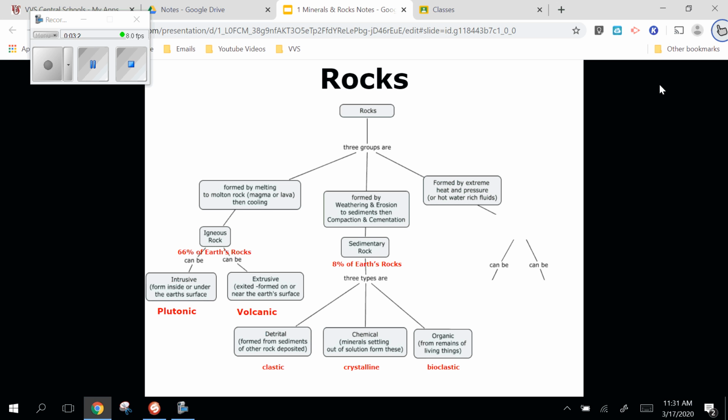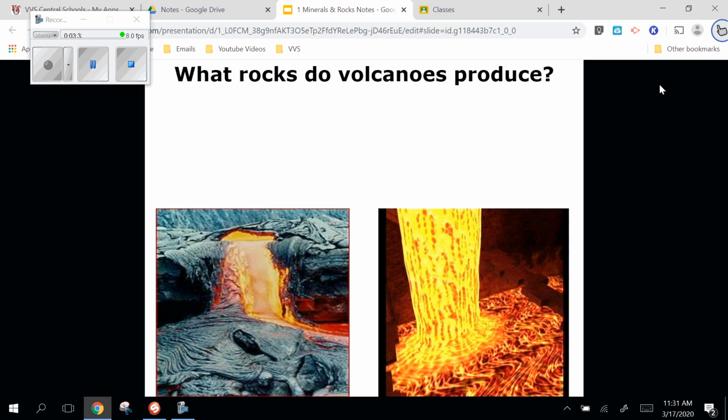And those formed by extreme heat and pressure. These are metamorphic. We have foliated and non-foliated metamorphic rocks. And these make up about 26% of all the rocks on the planet. All right, so let's break down into individual ones.